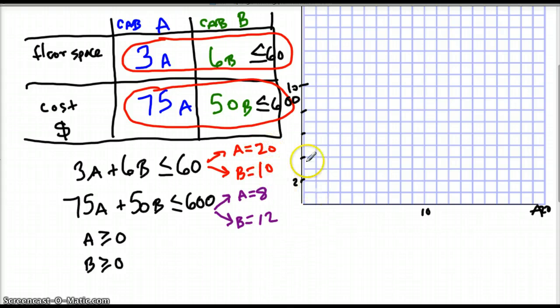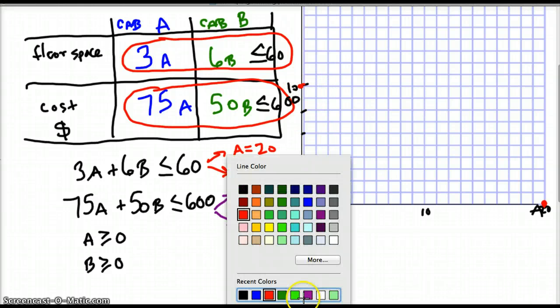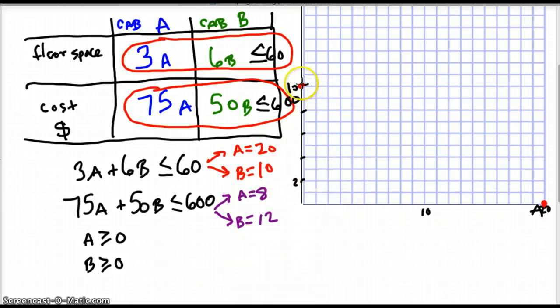So A is 20 when B is 0, and B is 10 when A is 0, and voila, look at that. We can graph this line. Let's make it red. Bam. And let's make the other line purple. Okay, A is 8. A is 8 right here, and B is 12 up here. There's 8. Here's 12. We plotted those dots.